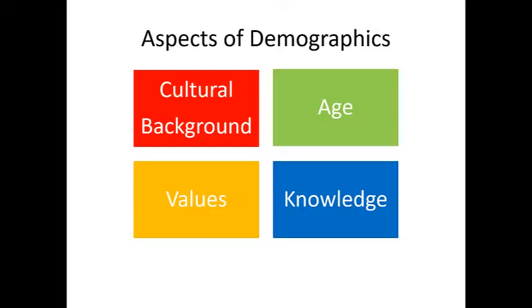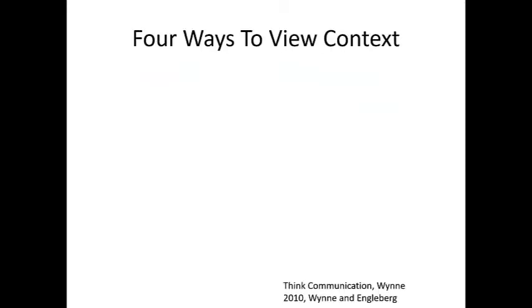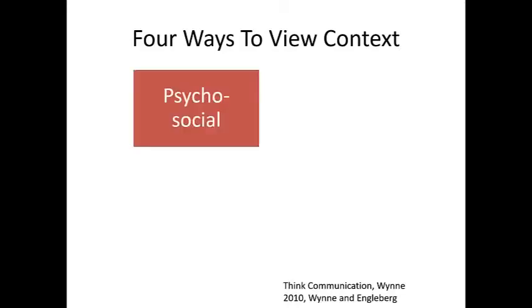Something else I find helpful is to think about context. And in Think Communication by Wynn and Engelberg, they say that context has really 4 ways to view this, or 4 aspects of context. The first is psychosocial. This has to do with the relationship between you as the speaker and the audience members with themselves. It is the psychological and social psychological aspects of the context. Who are they to you? Who are they to each other?